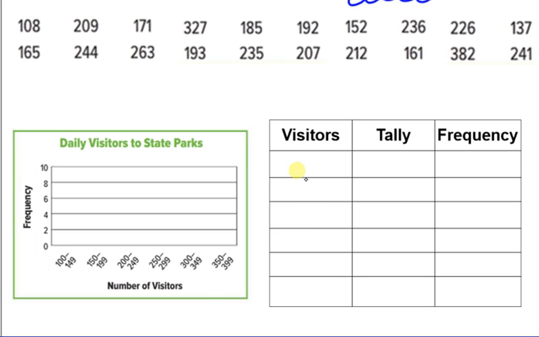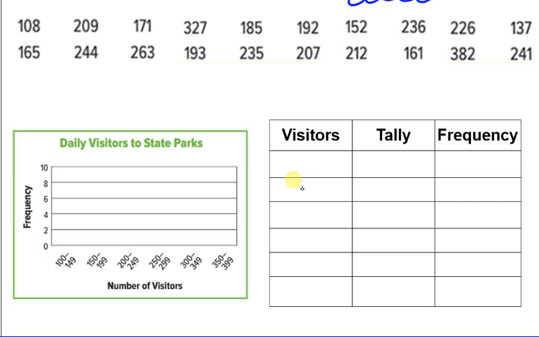How do I know what my intervals are for my visitors, though, so I can even start to tally? See if you can figure out where we're going to get that from. Alright, if you saw it right here, you are correct. Sometimes we need to go from the histogram back to the frequency table. So let's go ahead and do that.